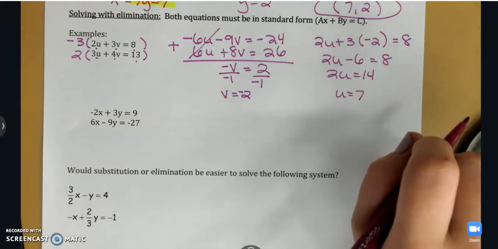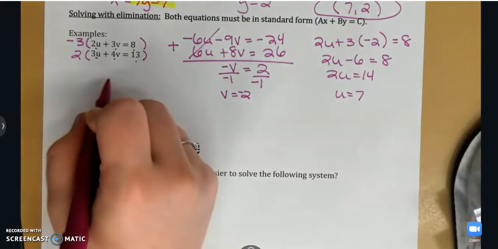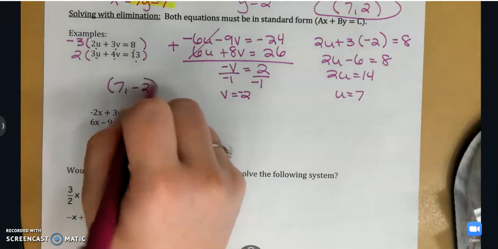So again, ordered pair, we're going to put this alphabetically. So u will go first and v will go second.